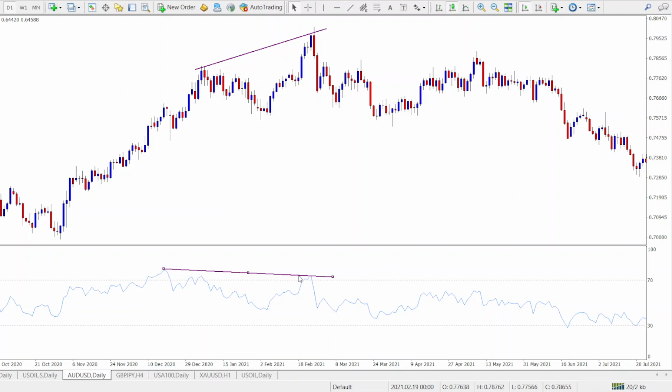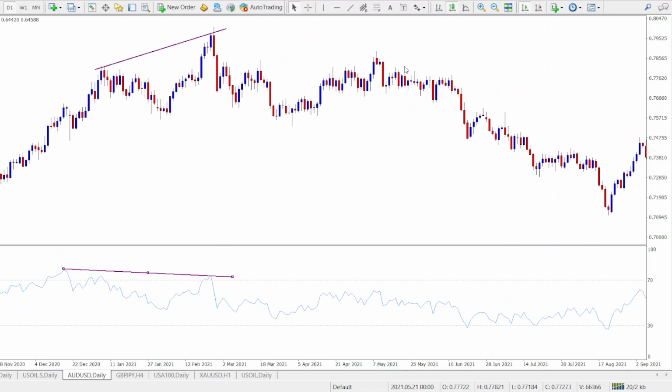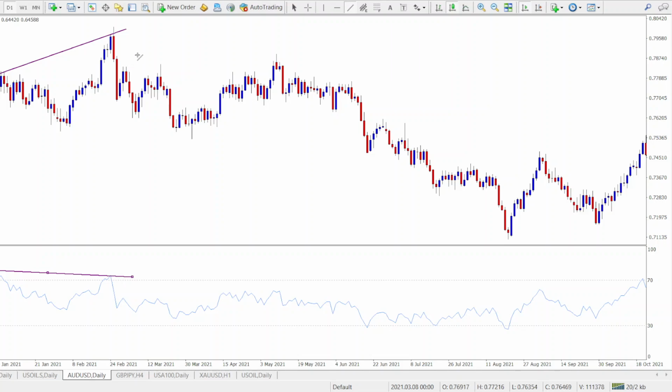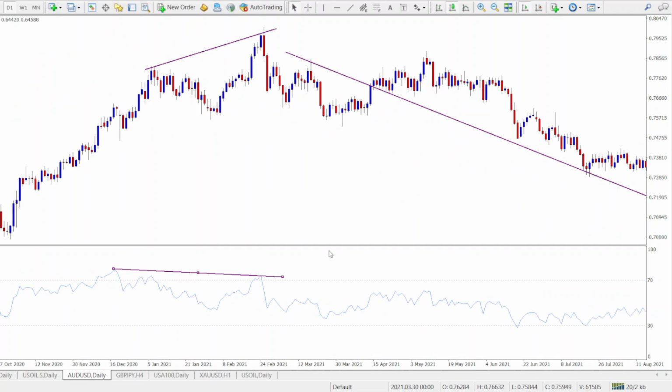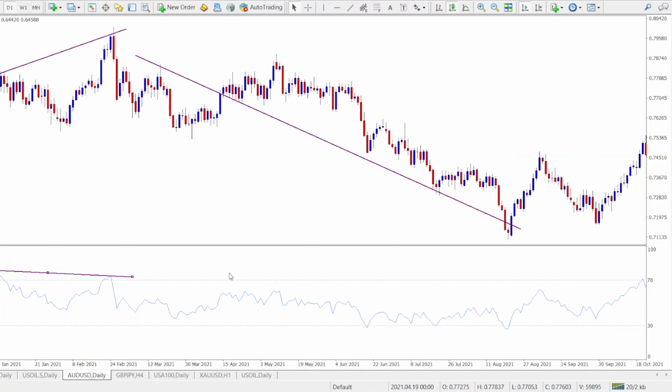Can you see this? So you can see that shortly afterwards we had the price drop. Can you see? This was a bearish divergence. This is an indication of a bearish divergence, and just shortly after that we had the price drop.